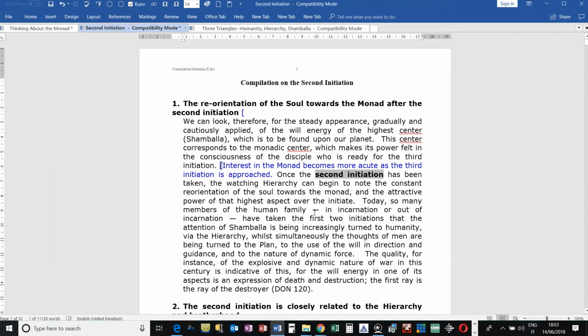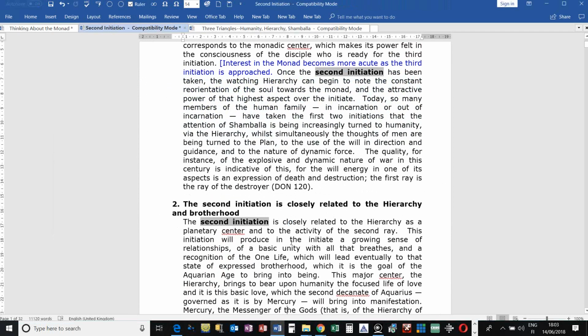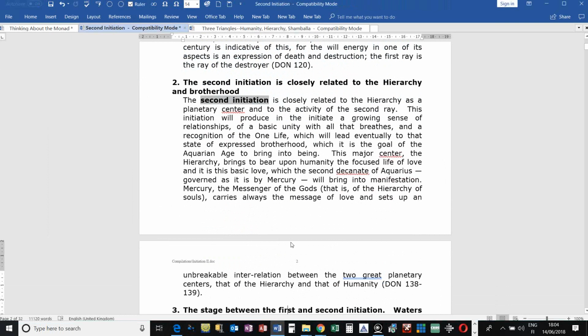There's so much in these paragraphs, of course, and I always feel like I'm leaving something behind, but this is from The Destiny of the Nations, page 120. The next one comes from Destiny of the Nations 138, 139.